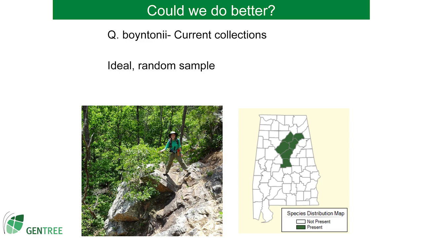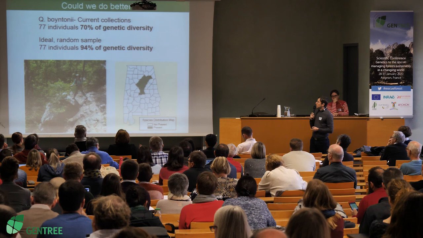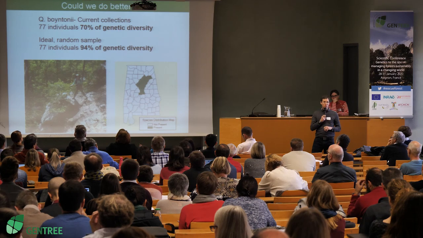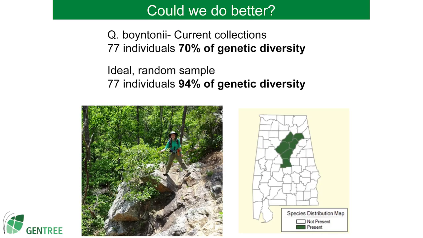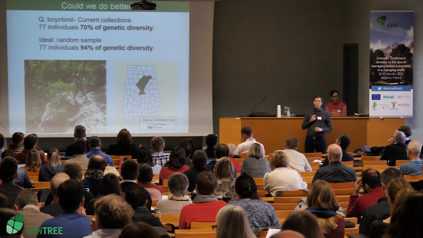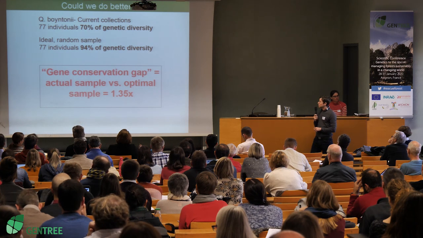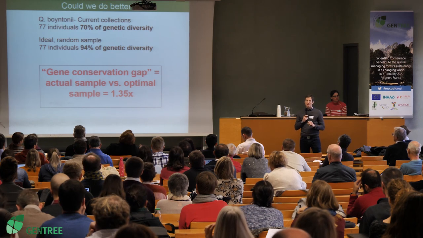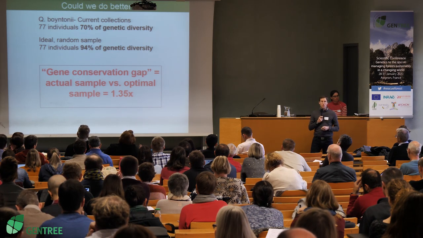Okay, could we do better? So just one example. This is a Quercus species from Alabama in the United States. Our current collections have 77 individuals from about 15 botanic gardens around the world. That captures 70% of the genetic diversity. If we could go back and redo our seed collection to bring it into botanic gardens with a better sampling design, we could capture up to 94% of the genetic diversity. So there's actually a large gap between what we have in our ex situ collections and what we could have with perhaps improved sampling design.